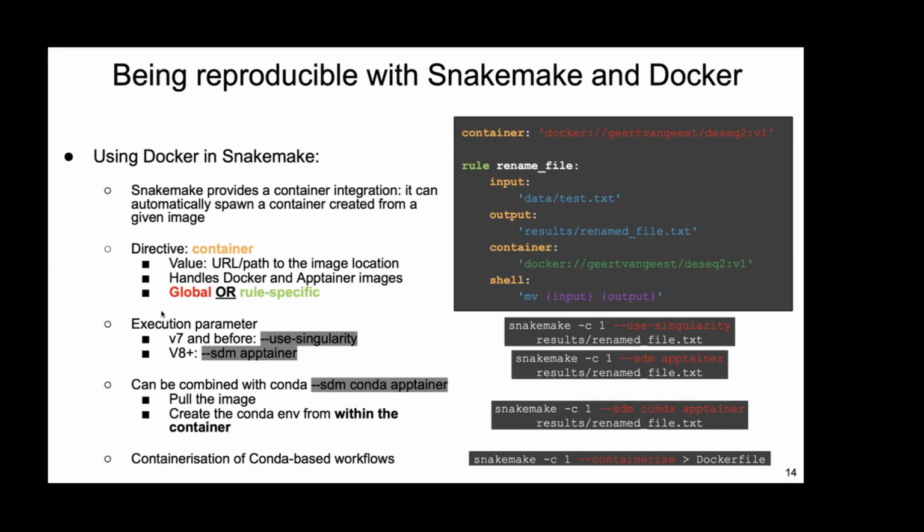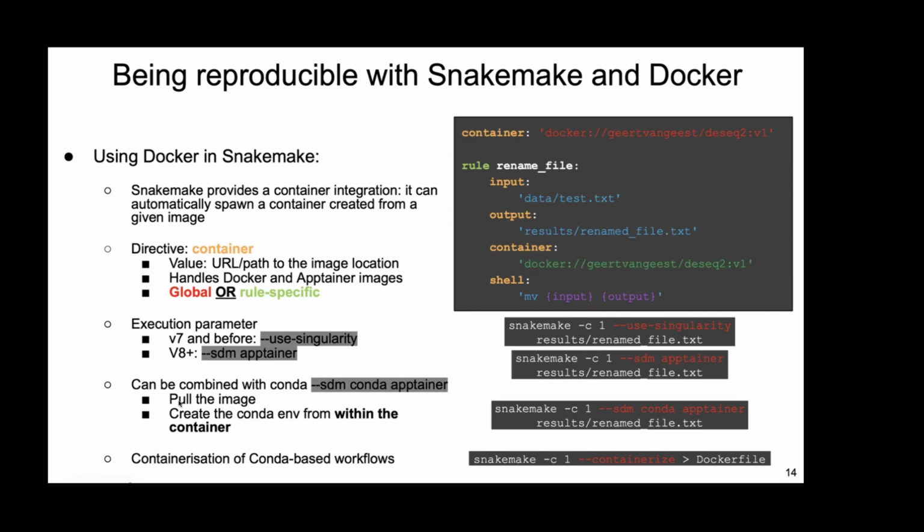Even more interestingly, you can actually combine both Conda and Apptainer. So you can have some rules that have Conda, some rules that have Apptainer, and then you just have to say --sdm conda apptainer. And then Snakemake will use Conda for the rules that have Conda and Apptainer for the rules that have containers, which is pretty neat. I think that it really simplifies the whole process of having tight control over your dependencies.